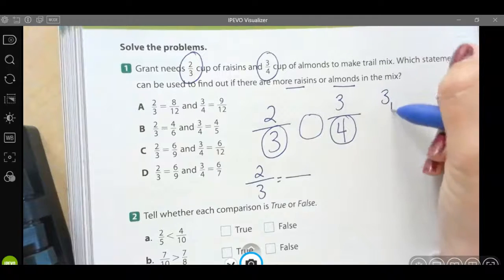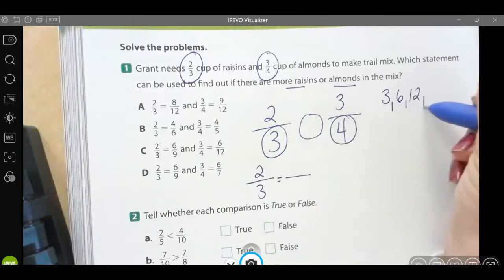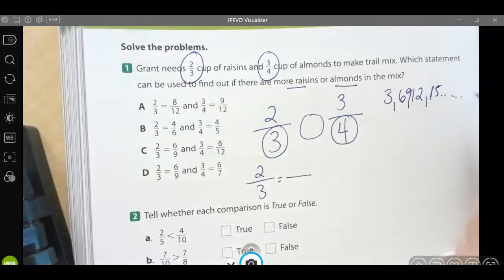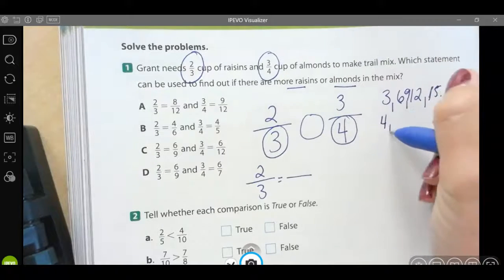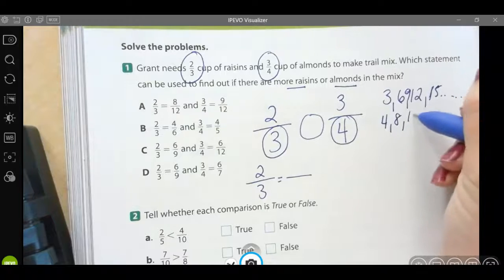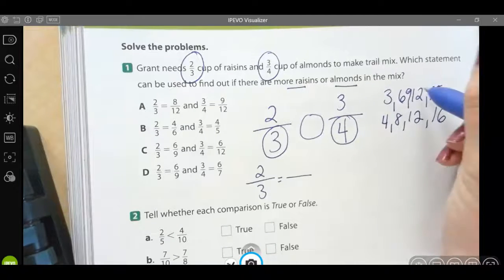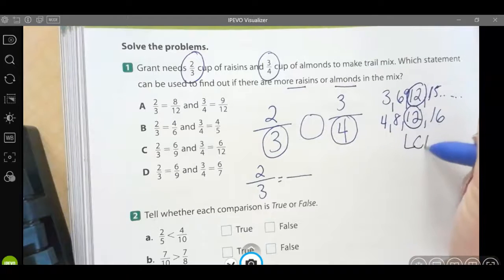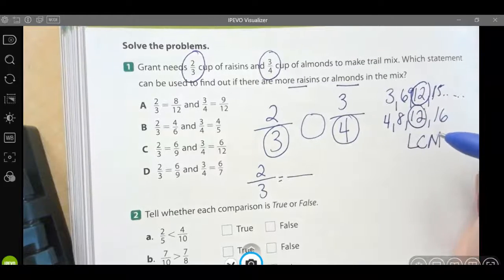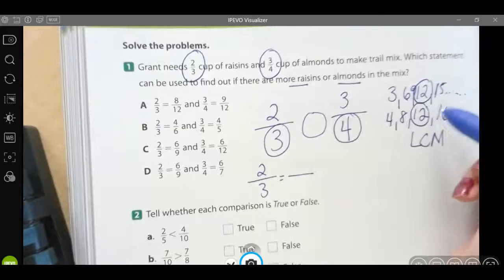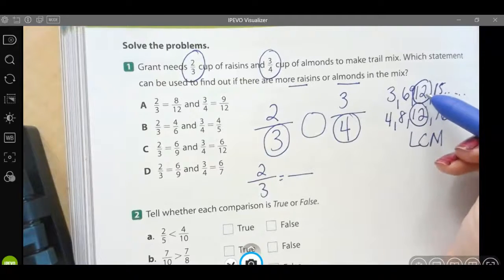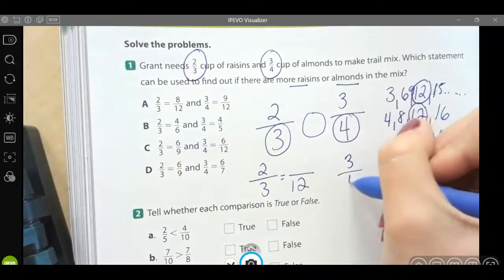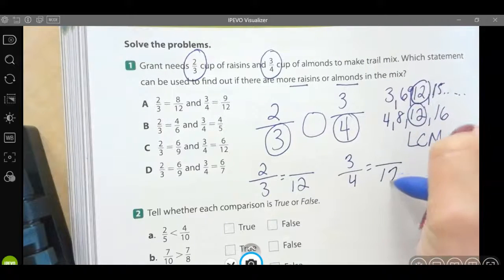So our multiples of 3 are 3, 6, 9, 12, 15. And I can keep counting. And then multiples of 4 are 4, 8, 12, 16. So our least common multiple is 12. So we're going to change both of these fractions to have a denominator of 12.